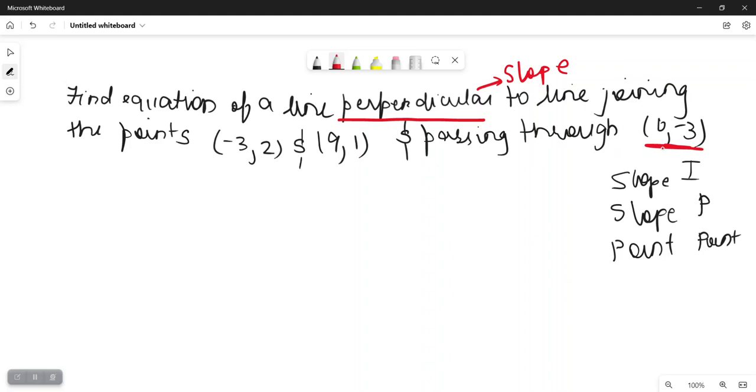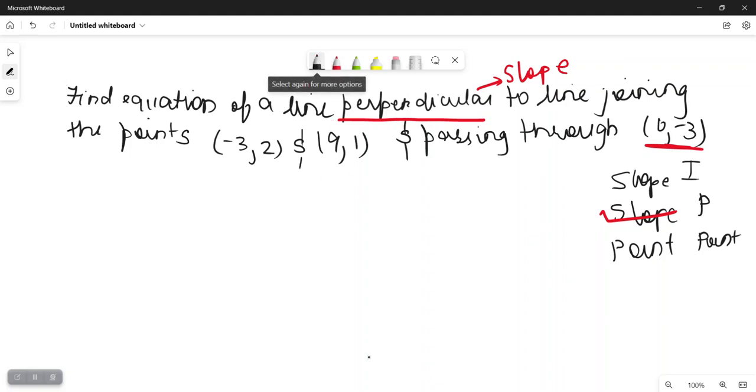So the equation of the line will be found using slope and point. Therefore we have to use slope point form, because a perpendicular line is given, which indirectly gives a slope, and a point is given. So the slope point form has to be used. Now, but there is a slight problem.